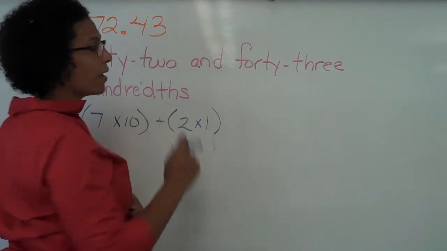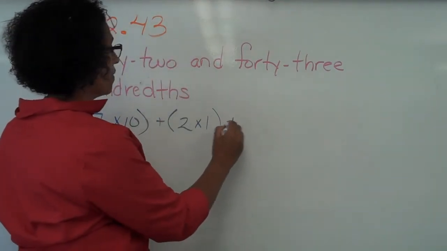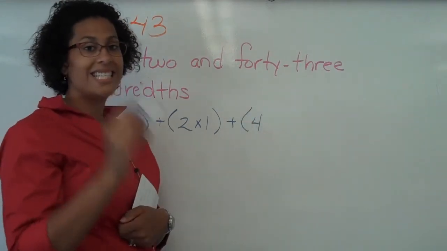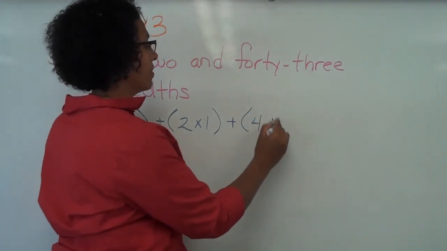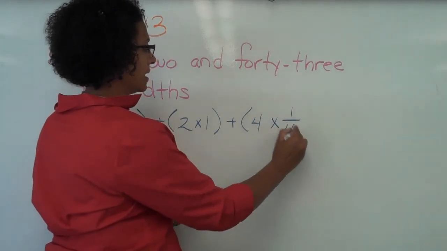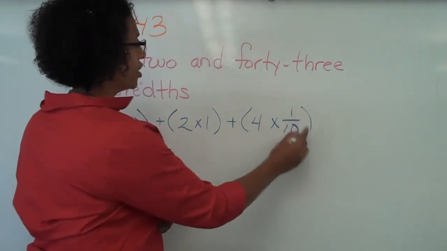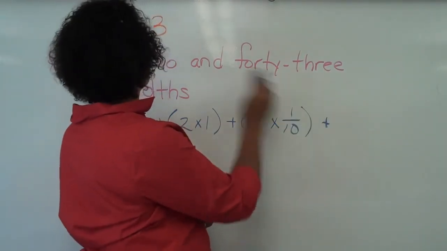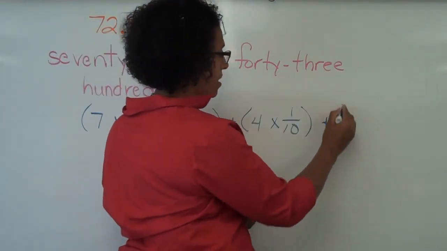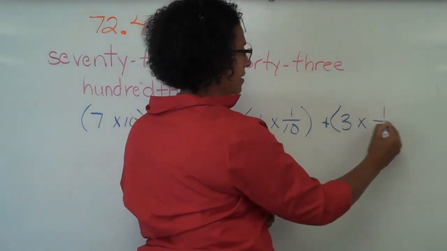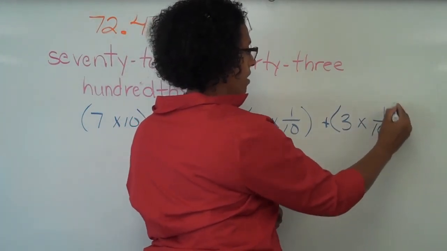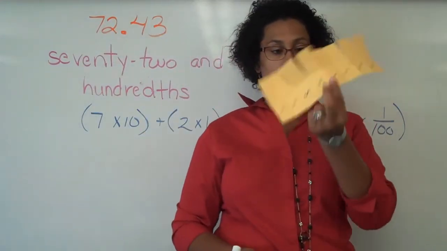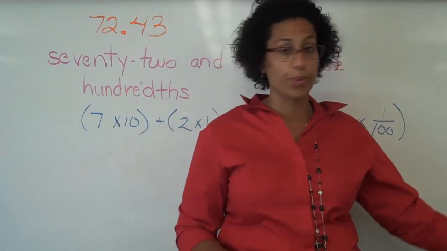Now we're going to move on to our decimal. So we have 0.43. That 4 is in the tenths place. So we're going to multiply by 1 tenth. Don't forget your parentheses to chunk your numbers together, to group them. And now we have our 3. That 3 is in the hundredths place. So I'm going to multiply by 1 hundredth. All right? Again, use this little chart, flippy chart, to help you.